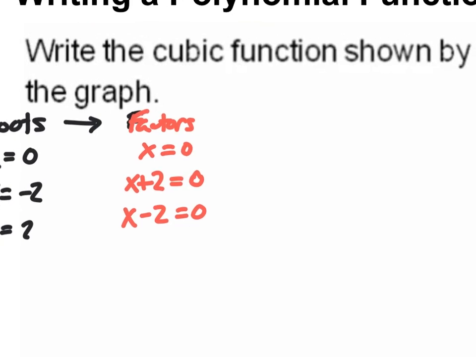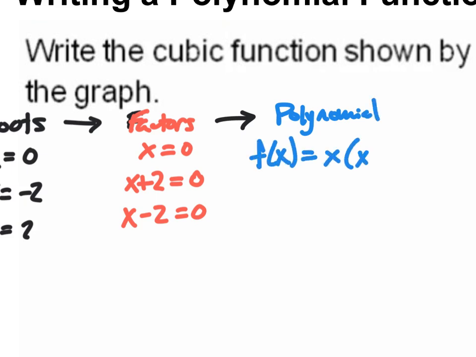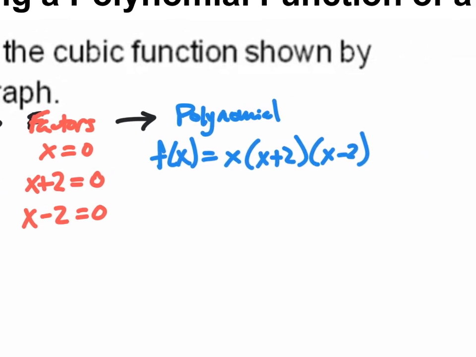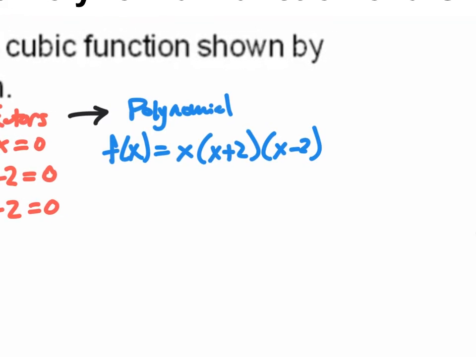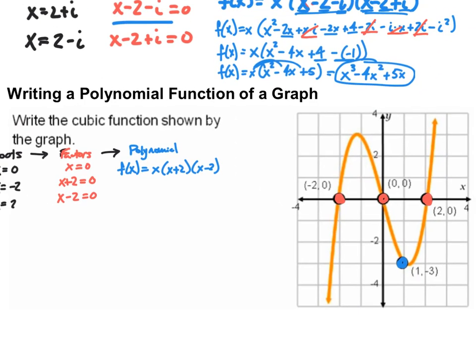And then if I wanted to write out my polynomial, I'm going to write f of x is equal to x times x plus 2 times x minus 2. So now that I have my polynomial, we have to understand something. Let's take a look at it real quick. If I were to plot this graph in Desmos, let me just do that real quick and see if we get the exact same thing that we do here. Let me see if we get that point 1, negative 3.